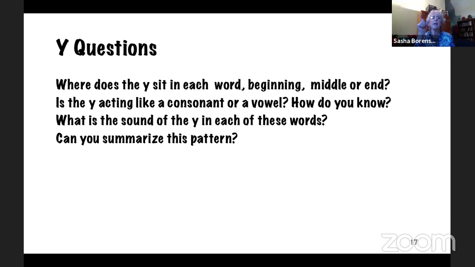And once they have that stable, I would say also, there's some Anglo-Saxon words that use Y in the beginning of a word. And when the Y is at the beginning of the word, it is not acting as a consonant. It is acting as a vowel. Let's figure out together what the sound of the Y in the beginning of the word is. That's what I would do.